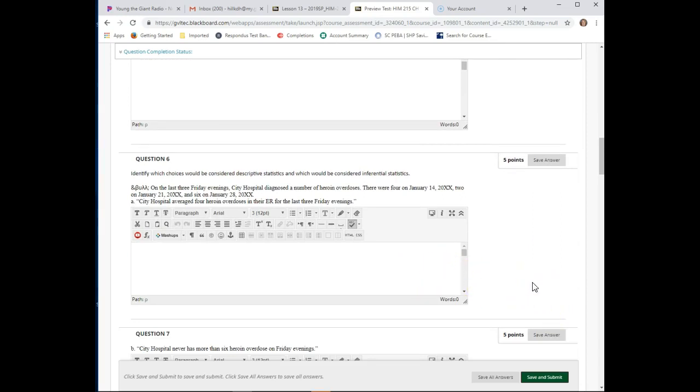Okay, question 6, which would actually be question 4 in your book. Identify which choices would be considered descriptive statistics and which would be considered inferential. So, on the last 3 Friday evenings, City Hospital diagnosed a number of heroin overdoses. There were 4 on January 14th, 2 on January 21st, and 6 on January 28th. All right, so the first choice, A: City Hospital averaged 4 heroin overdoses in their ER for the last 3 Friday evenings. Would that be descriptive or inferential?